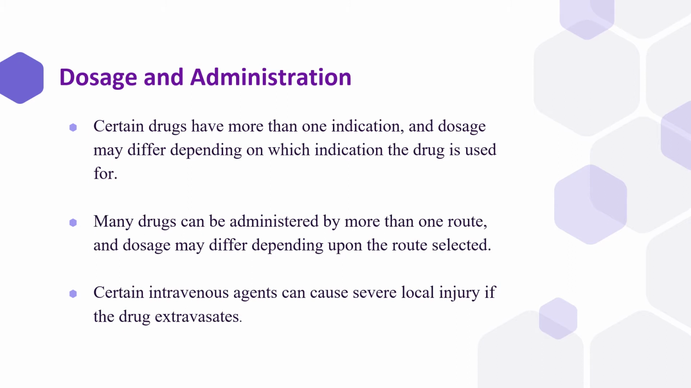Many drugs can be administered by more than one route, and dosage may differ depending upon the route selected. An example would be morphine, which can be given by mouth or by injection. And certain intravenous agents can cause severe local injury if the drug extravasates. An example would be vancomycin.